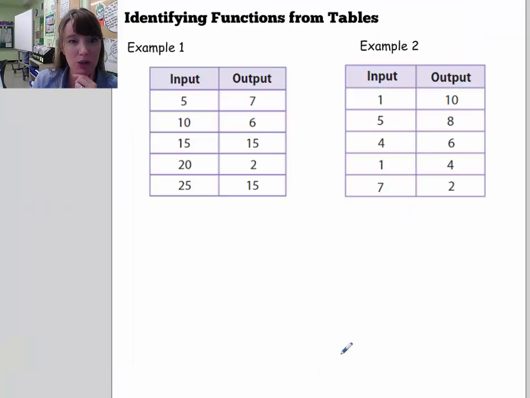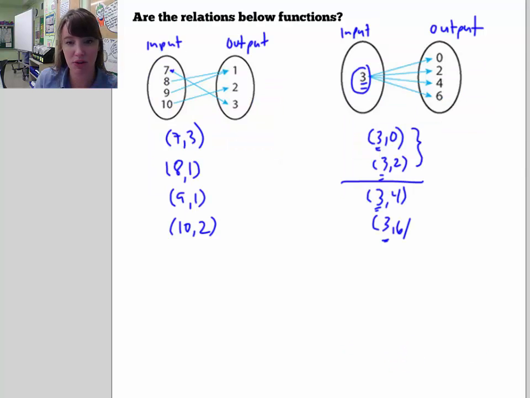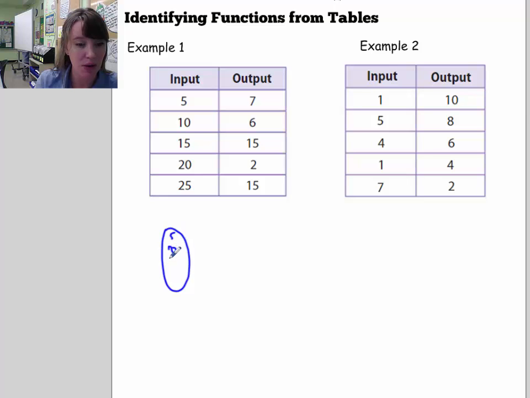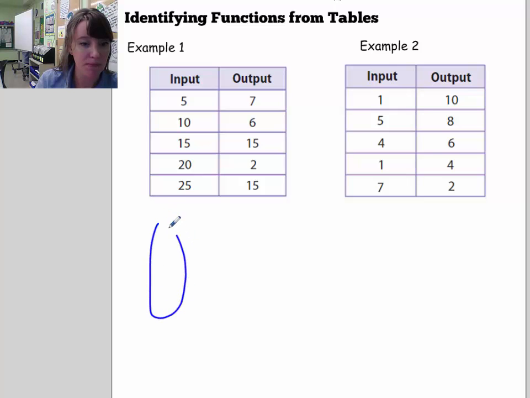Okay, so if we want to identify functions by tables, imagine that tables are just a different representation of your mapping diagrams, right? We could create a mapping diagram from these tables. So for instance, this would be our oval of our input, 5, 10, 15, 20, and 25. I have to make a bigger oval here. And this right here would be your output, which is 7, 6, 15, 2, and 15.